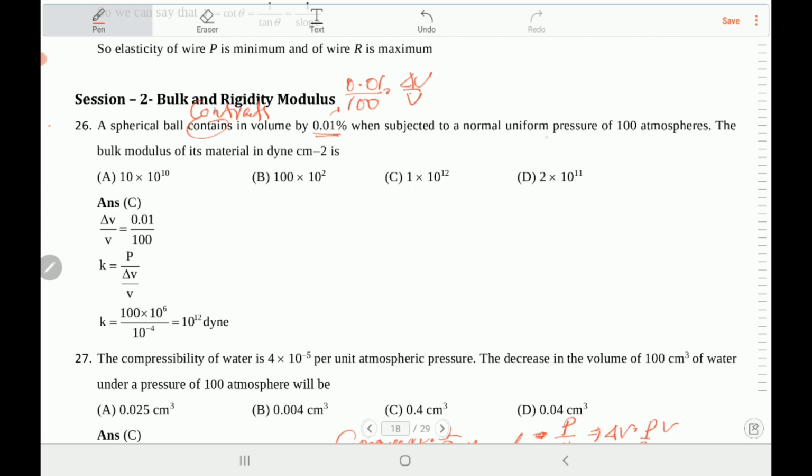When subjected to a normal uniform pressure, 100 atmosphere, that is 100 atm. You think like this. Here itself you have to clarify all these things while reading itself. What is 100 into 1 atmosphere? 1 atmosphere is 1.01 × 10^5 Pascal. As it is a CET or NEET question, we're going to approximate the answer, multiple choice question. That's why instead of writing 1.01, they just write 1 × 10^5, in Newton per meter square, because Pascal means Newton per meter square. 100 × 10^5. That's it.